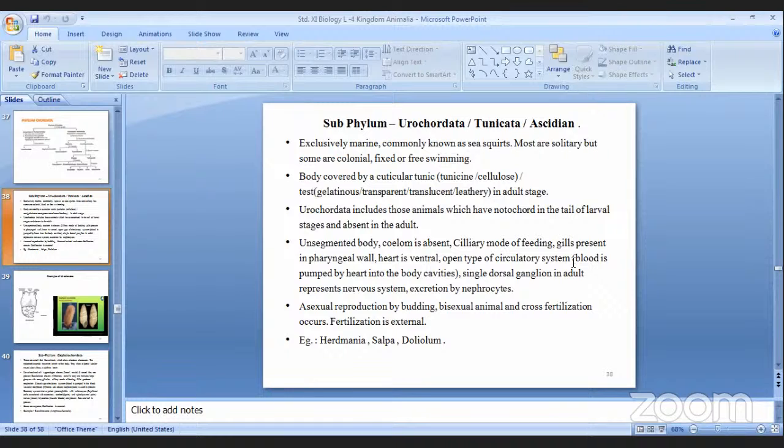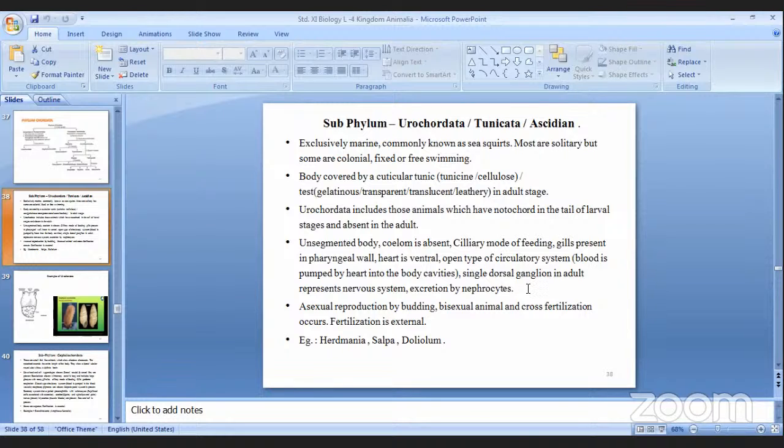Gills are present in the pharyngeal wall, the heart is ventral, and the circulatory system is open type. What is this open? There are two types of circulatory system, students, open type and closed type. In open type, the blood is directly pumped into the body cavities, whereas in closed type, the blood is pumped through proper channels, that is the blood vessels. Clear? So that is open type and closed type.